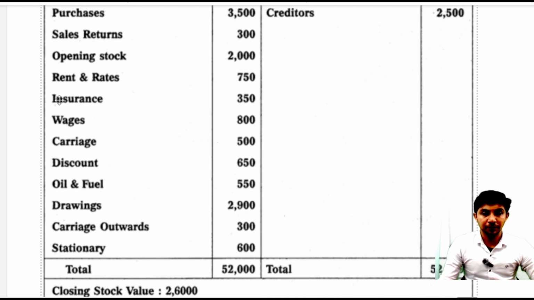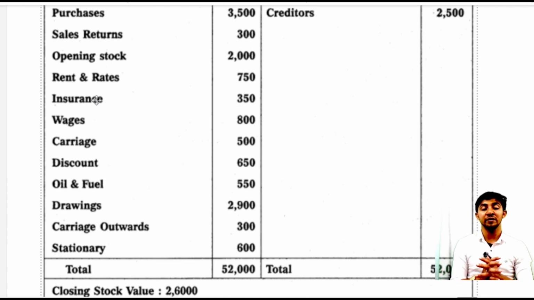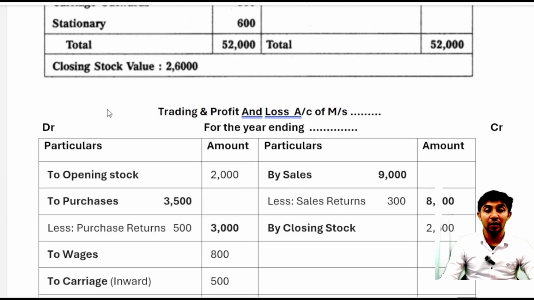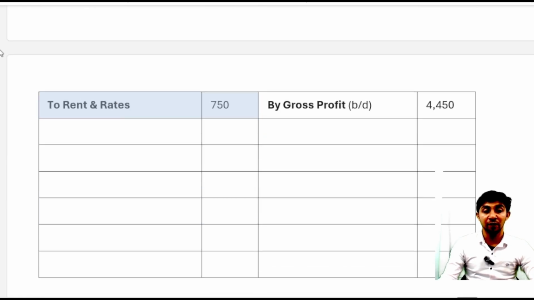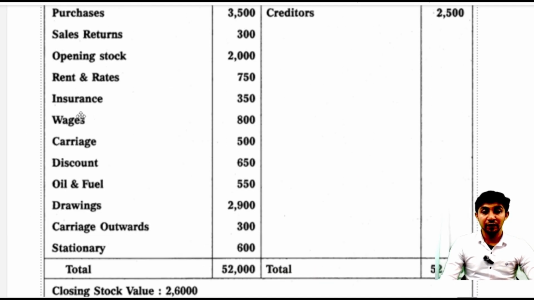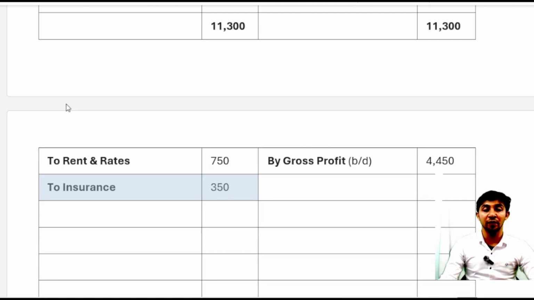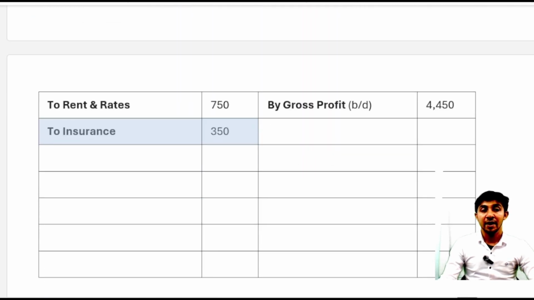Then after that insurance is not related to goods and factory. So this particular expenditure is a non-trading expenditure, and all the non-trading expenses must be considered on the debit side of profit and loss account. What we'll do, we'll move towards the debit side of profit and loss account and we'll write insurance, that is 350. Then after that wages we have considered, carriage we have already considered, discount is a loss, and all the losses must be considered on the debit side of profit and loss account. We'll move towards the debit side and we'll write discount, that is 650.